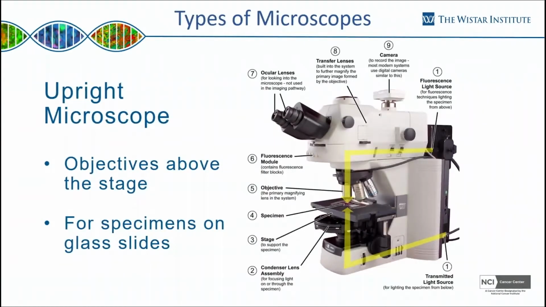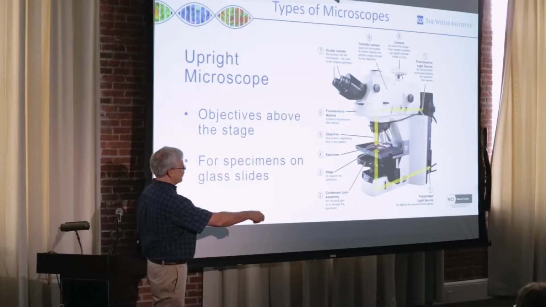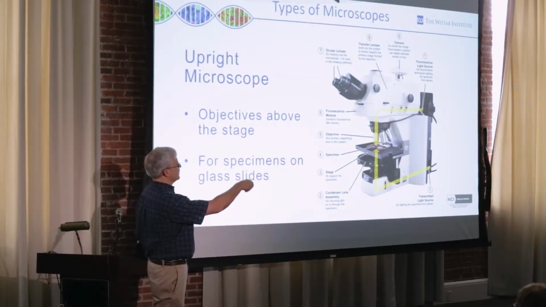All right, now, here we go. We got objectives above the stage. That's what makes it an upright scope. All right, so if the objectives are on top, you've got an upright configuration. This is generally used, not always, for slides. So if you have little glass slides and you're putting them on it, you're going to put it on the stage, and the light path is going to start back here with your transmitted light, transmitting straight through the condenser, through your specimen, up to the cameras and the eyepieces.